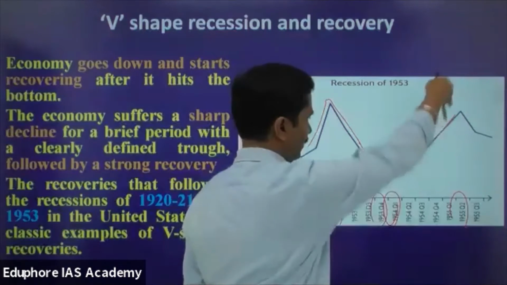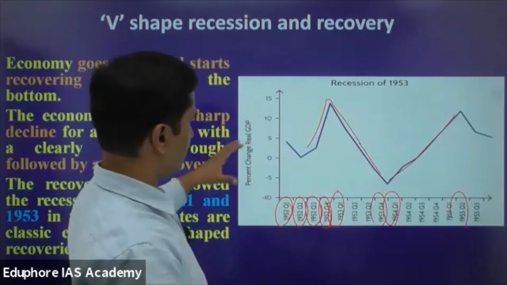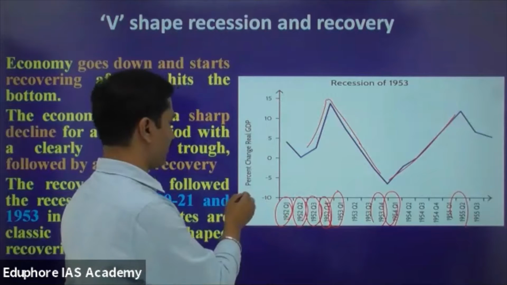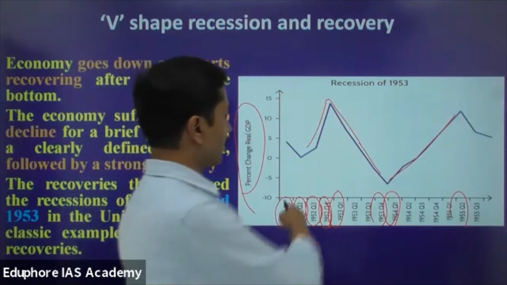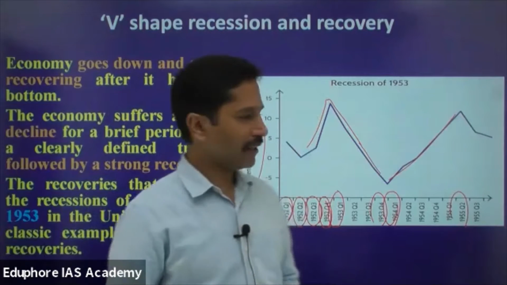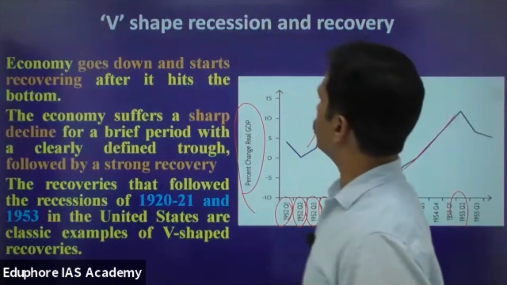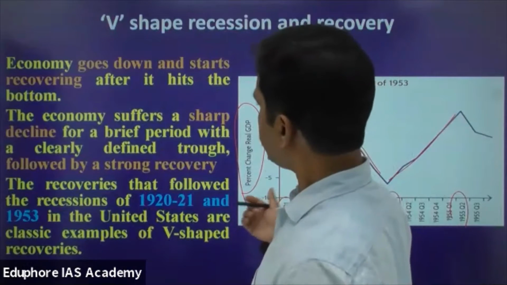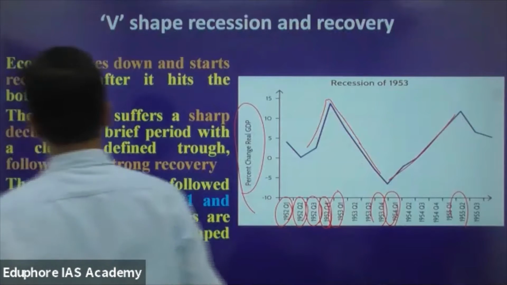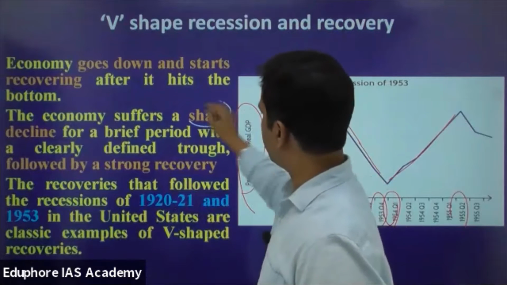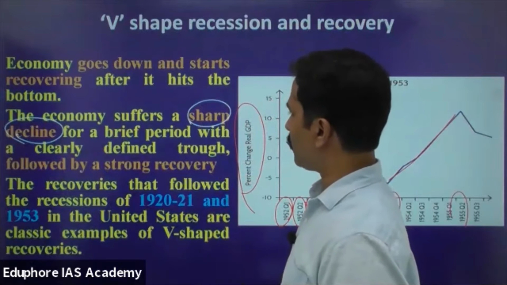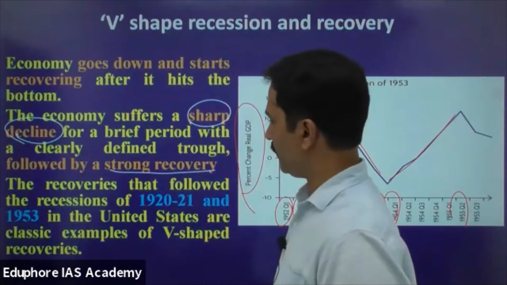You can see the जो growth trend है economy का over the period of time. So this is percentage change. On the y-axis we have taken percentage change in real GDP. Economy goes down, it comes up, right? तो ये एक V-shape जो बनती है. So this is V-shaped recession recovery. तो यहाँ पे कुछ important जो है वो ये है कि economy suffers a sharp decline for a brief period with a clearly defined trough followed by a strong recovery, right?